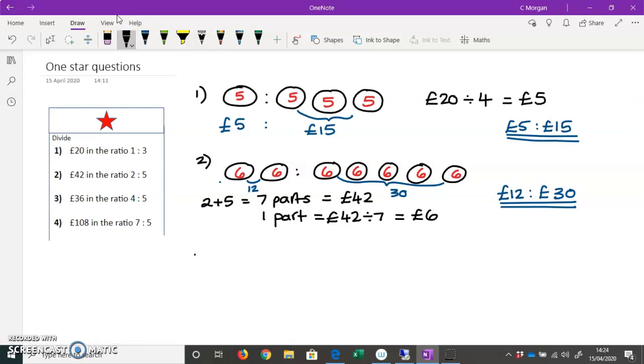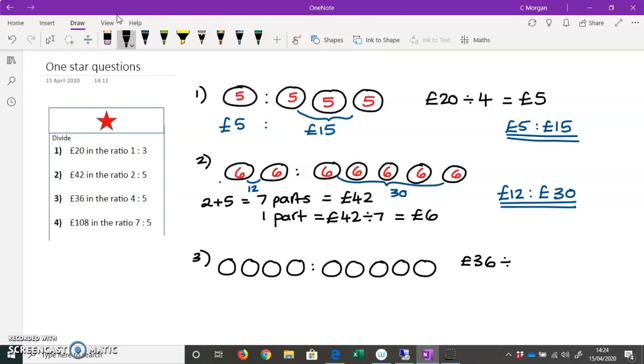Number 3. I've got to split £36 in the ratio 4 to 5. So I've got 1, 2, 3, 4 pieces there. 1, 2, 3, 4, 5 pieces there. I'm going to divide £36 into those 9 pieces, so each one would be worth £4. I'm going to write £4 or just 4 in each one of my little circles or my little bubbles. And if I do that, it's easy to see how I'm going to get the answer.